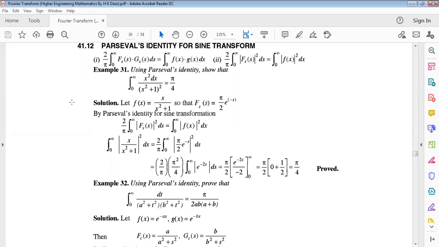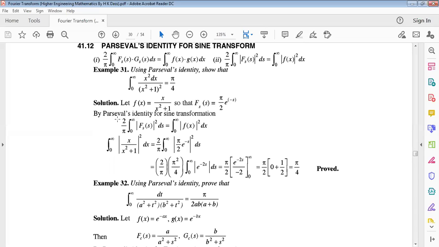Now example 1, the first example: using Parseval's identity, show that the integration from 0 to infinity of x square dx divided by x square plus 1 whole square equals pi divided by 4. That means we have to use Parseval's identity to solve this integration. Now let us consider the function f of x equal to x divided by x square plus 1, so that the Fourier sine transform F of s equals pi by 2 e to the power minus s.